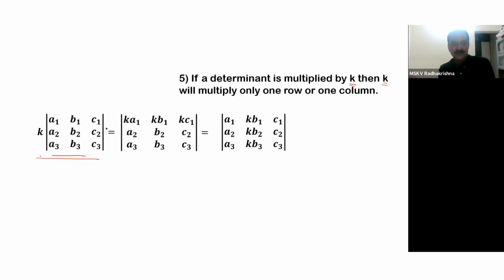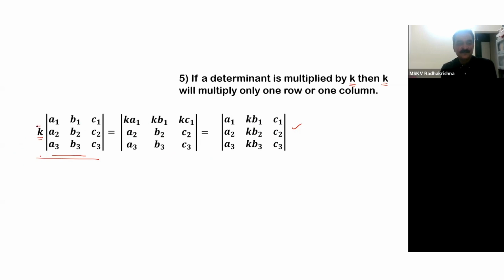Here I have multiplied k with the elements of the first row. Then when k goes inside, the first row becomes kA1, kB1, kC1. Second row and third row will be the same. Otherwise, if I want, I can multiply k with the second column. See here, kB1, kB2, kB3. The remaining two columns are the same. Okay, so this is multiplication of a determinant by a scalar.